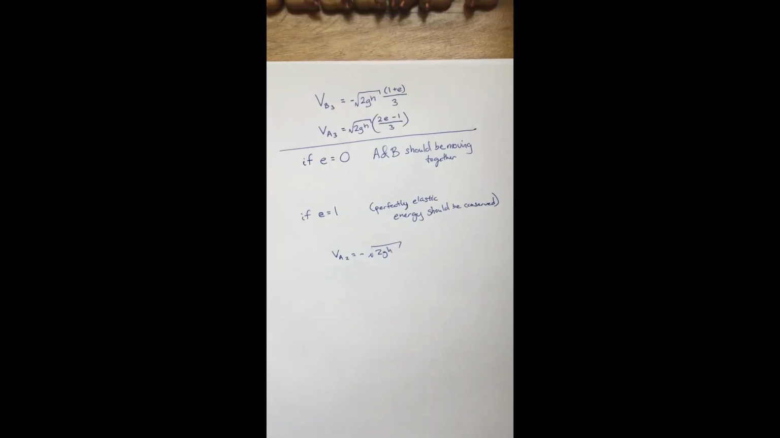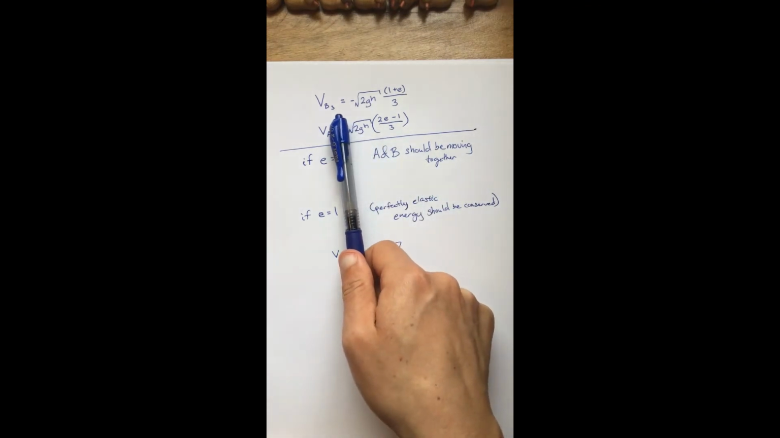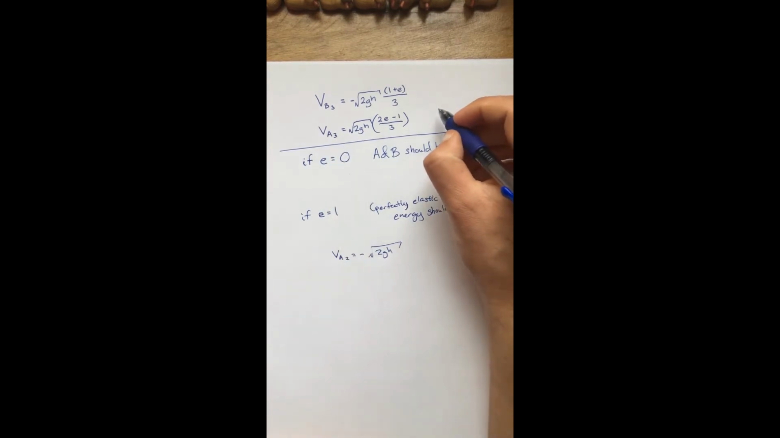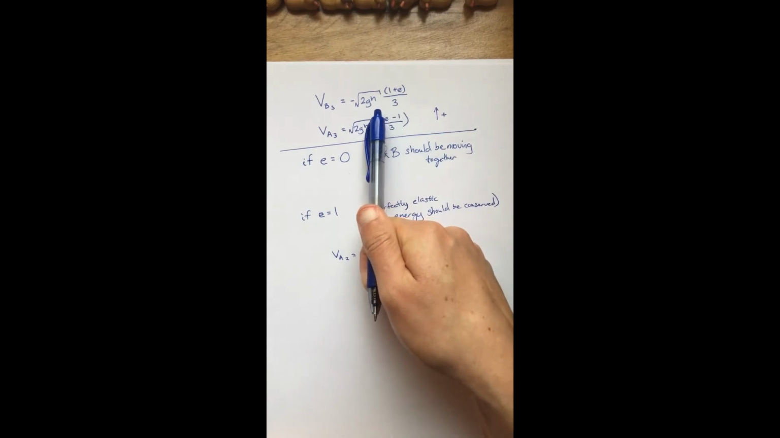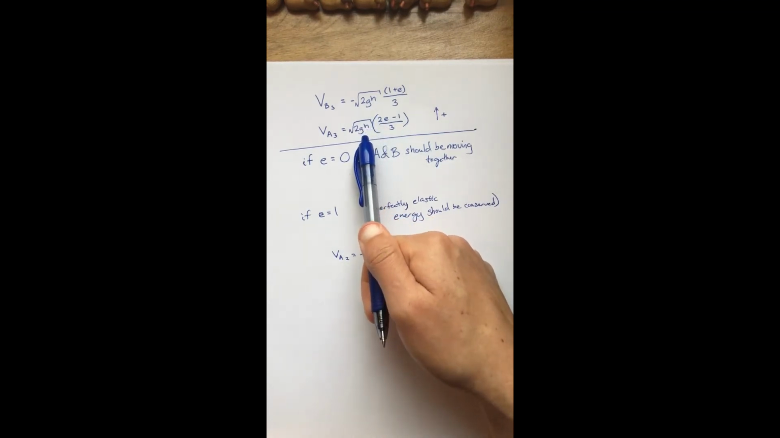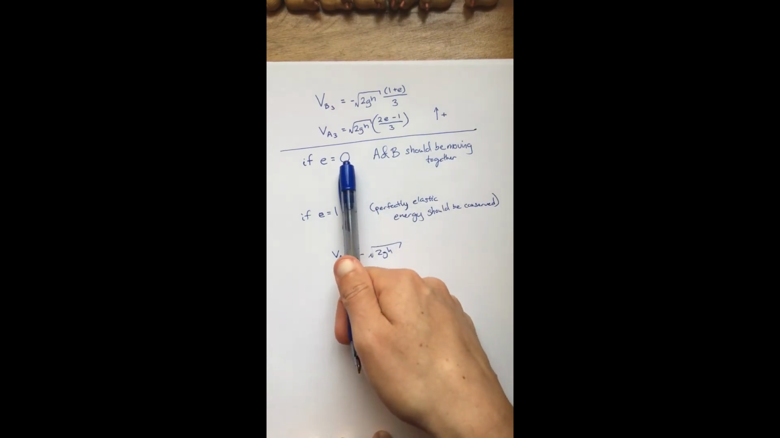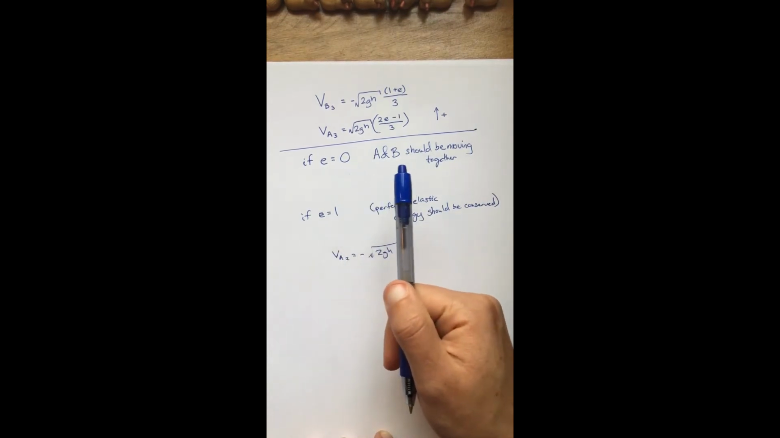So now we just want to check to make sure that our solution makes sense. So we have the velocity of B after the collision and the velocity of A after the collision. And we said that positive was upward. So if the sign is positive, the object is moving upward. If the sign is negative, the object is moving downwards. So E should be somewhere between 0 and 1. We're going to look at the extreme cases here.